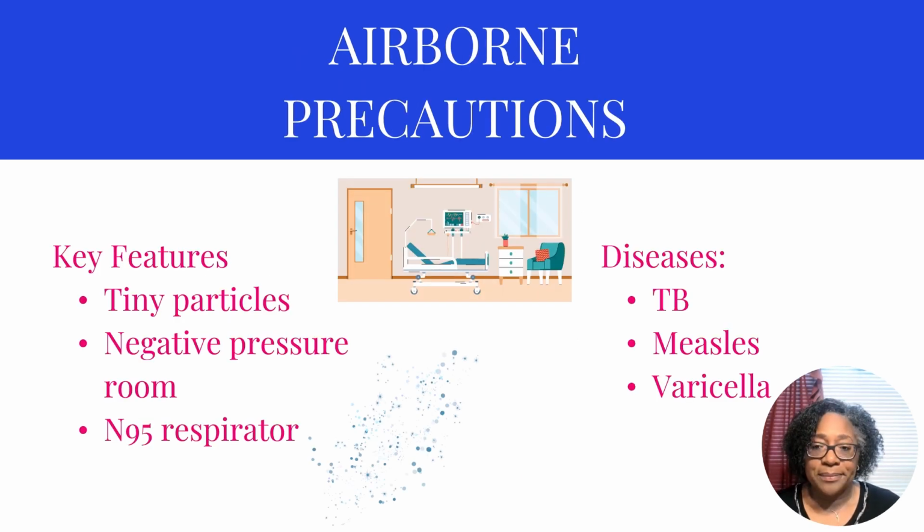Airborne precautions are used for infections caused by very small particles. These particles are tiny enough to remain suspended in the air for long periods of time. What that means is that the infection can actually float throughout the air, and this is why airborne diseases are so dangerous. The particles can travel farther, linger longer in the air, and infect more people.